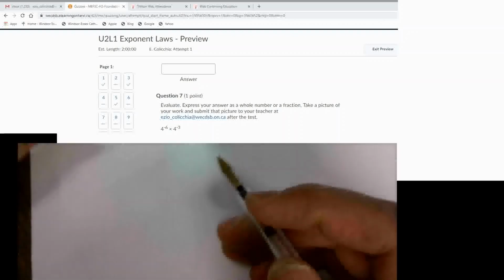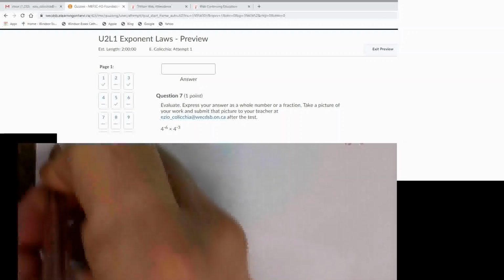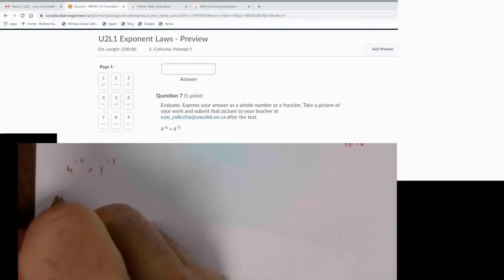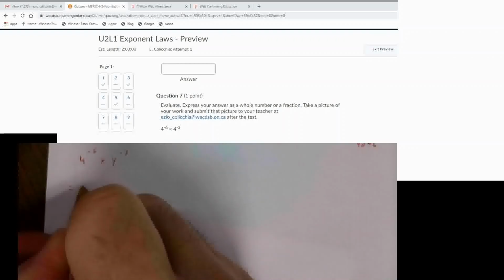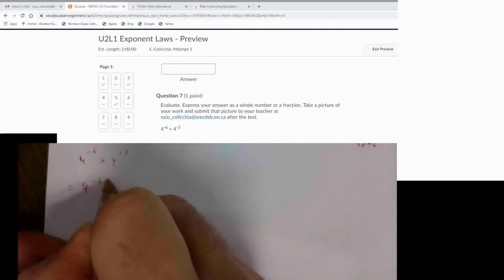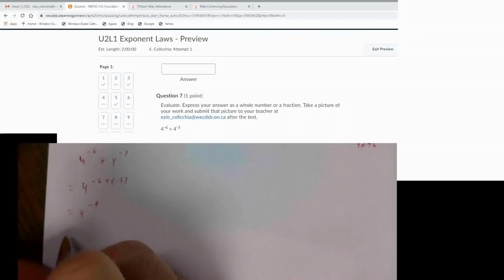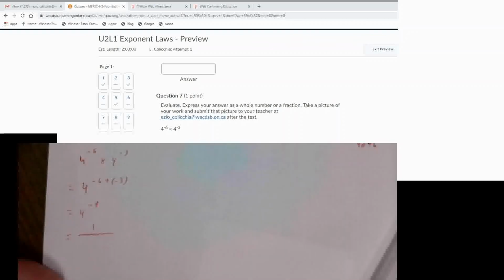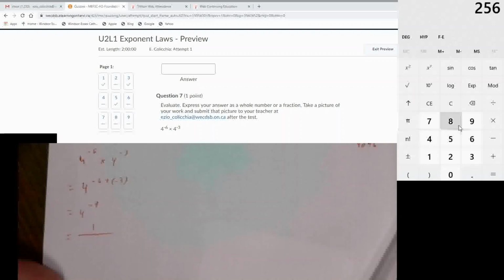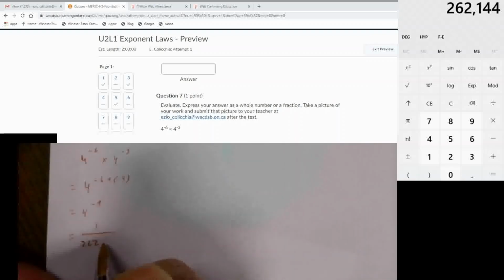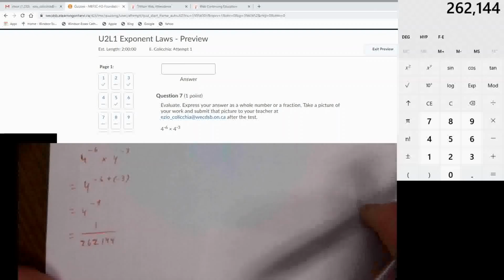There it is. So in this case, it's 4 to the power of negative 6 times 4 to the power of negative 3. So if I want to show this, I will be adding these two, negative 6 plus negative 3. So I end up with 4 to the power of negative 9. And then to show that as a fraction, I'll have to determine what is 4 to the power of 9, which is going to be a pretty big number. So I'll write that 1 over 262,144. This here is the picture I'll have to send along with my test.